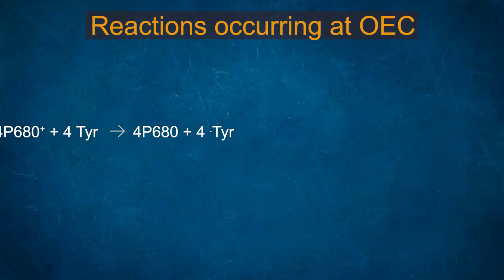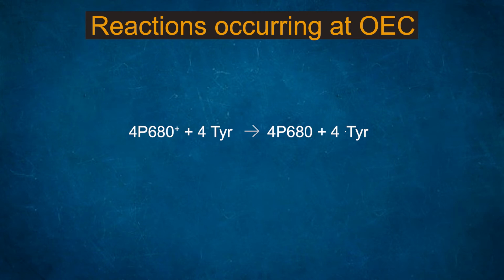Now, let us see what happens. A photon of light falls on P680, P680 loses its electron and it becomes P680+. One photon of light can cause one electron transfer. So, 4 photons of light will produce 4 electron transfers and 4 molecules of P680+.